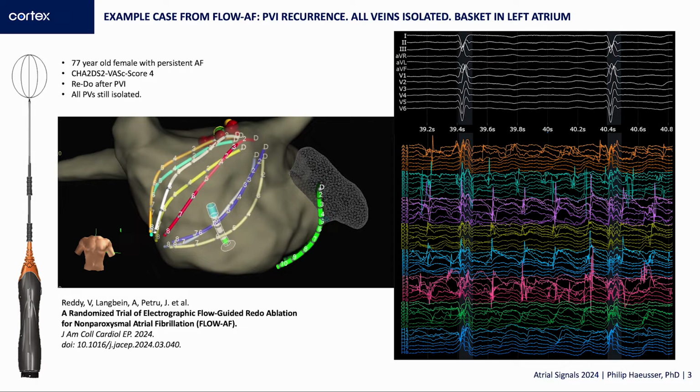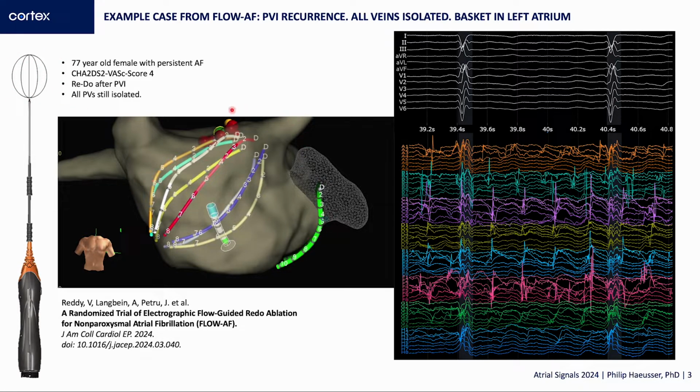This is a patient from our Flow AF study. The patient had an initial PVI, but came back after 3 months in persistent AF. As per protocol, all 4 PVs were checked and confirmed to still be isolated. The EP then performed electrographic flow mapping with a 64-pole basket catheter.